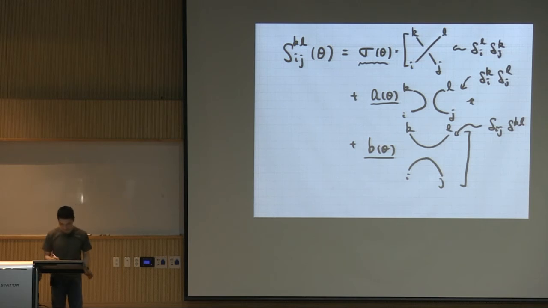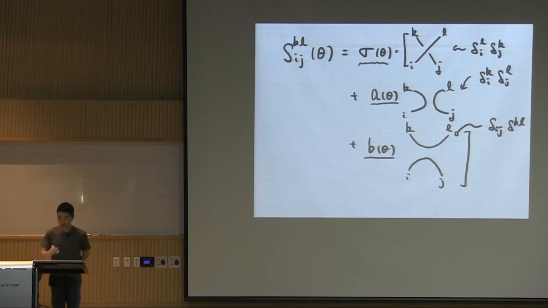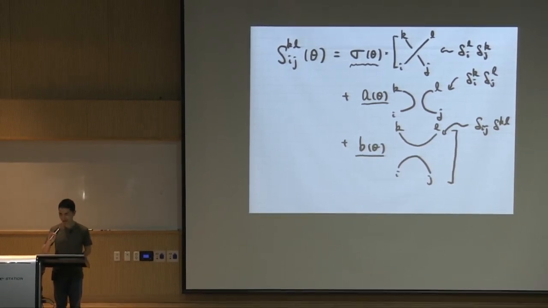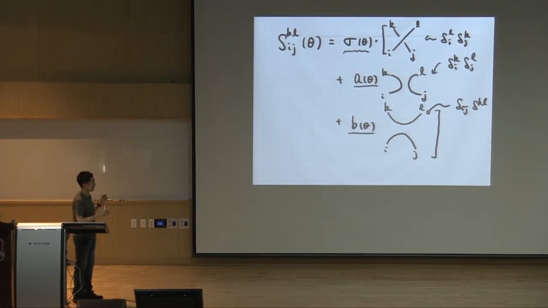That's a good question. I just forgot to erase. It doesn't really matter, because I'm not really talking about some physical process in which il goes above jk. It's just a way of contracting the indices.